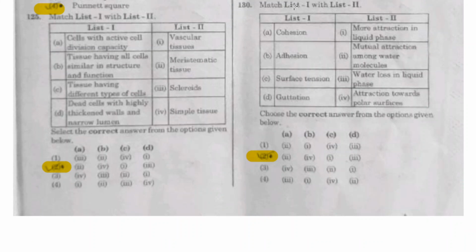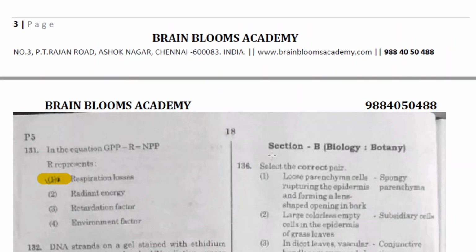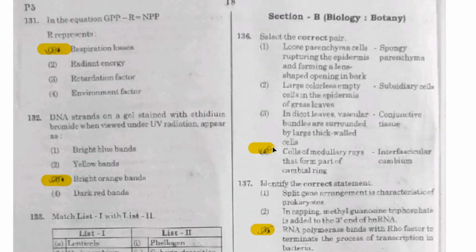And list out the matching of list 1 with list 2, cohesion, adhesion. It's all direct question, direct statement. It is CA, cohesion. And here it is given as 2. See, look at here, mutual attraction. The same line is given in the book. And guttation, you know, water loss in the liquid phase. And adhesion, that's attraction towards the polar surface. And this is the answer 2. Direct question it is. Everything from book except 1 or 2 questions.